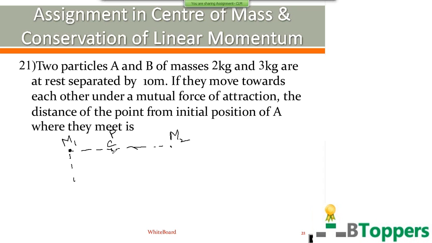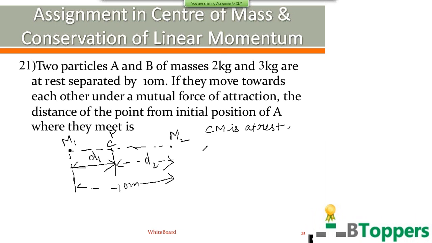Let D1 be the initial distance of M1 from the center of mass of the two particles, and D2 the initial distance of M2 from the center of mass of the two particles. The two particles are initially at rest, and they start moving toward each other only due to the mutual internal forces. And these internal forces cannot change the position of the center of mass of the system. So the center of mass of the system will continue to be at rest.